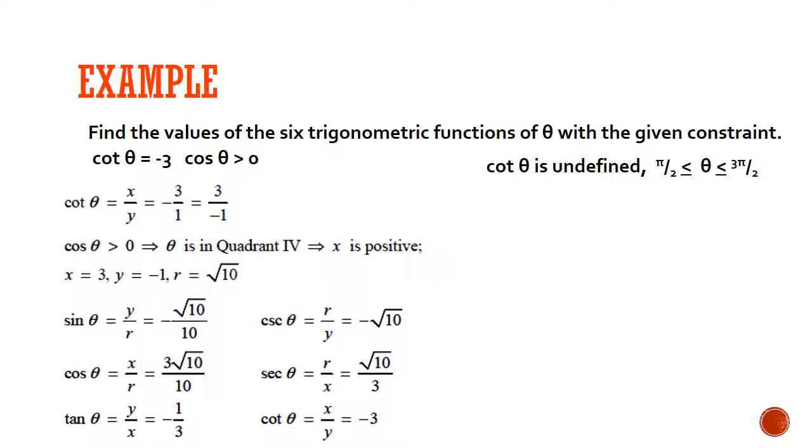Okay, the cotangent is x over y. It is negative 3, so it's negative 3 over 1. It is in the fourth quadrant because the cosine is positive. In the fourth quadrant, our x's are positive and our y's are negative.